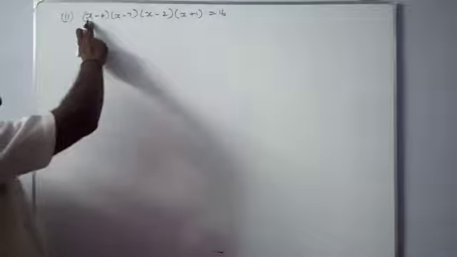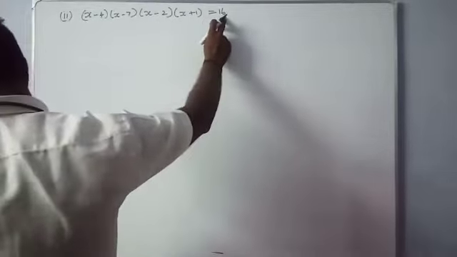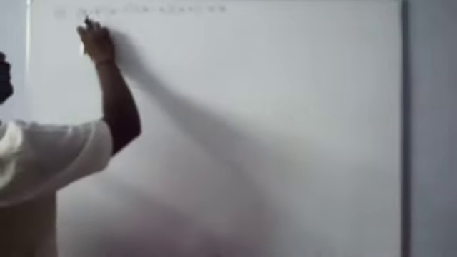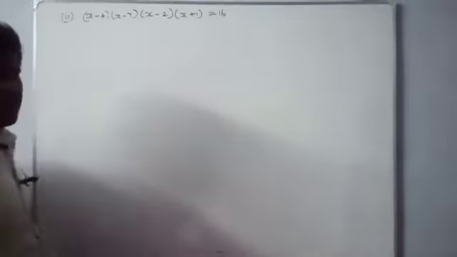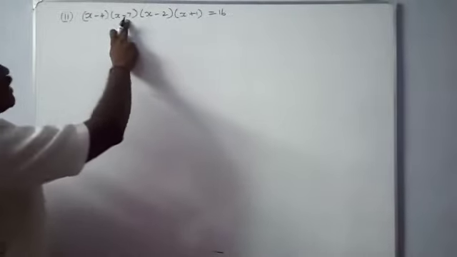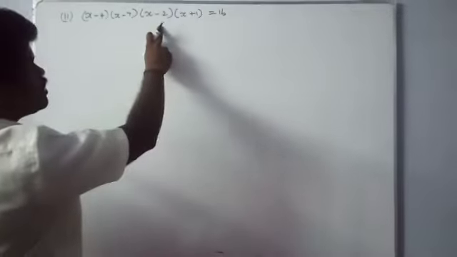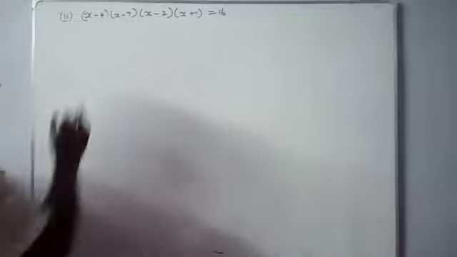Now the second sum: (x − 4)(x − 7)(x − 2)(x + 1) = 16. Here we want to relate any two factors. What are the relations that are equal? So how to find? Here −4 and −7 means −11. Adding these two terms gives −11. And here −2 plus 1 is −1. So we could not relate these two.